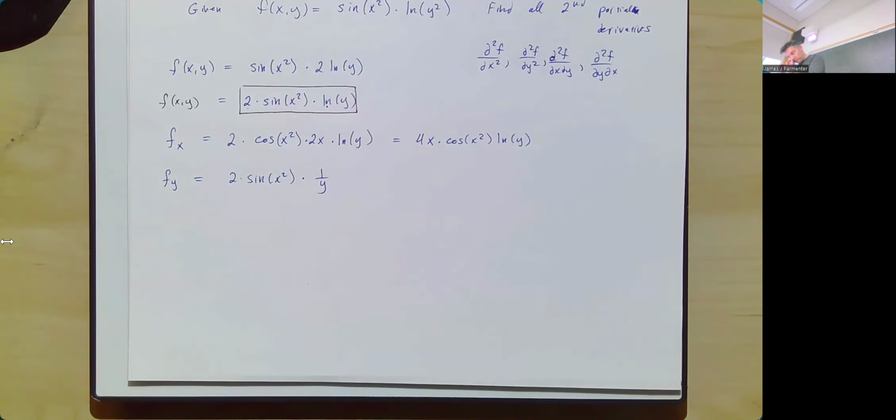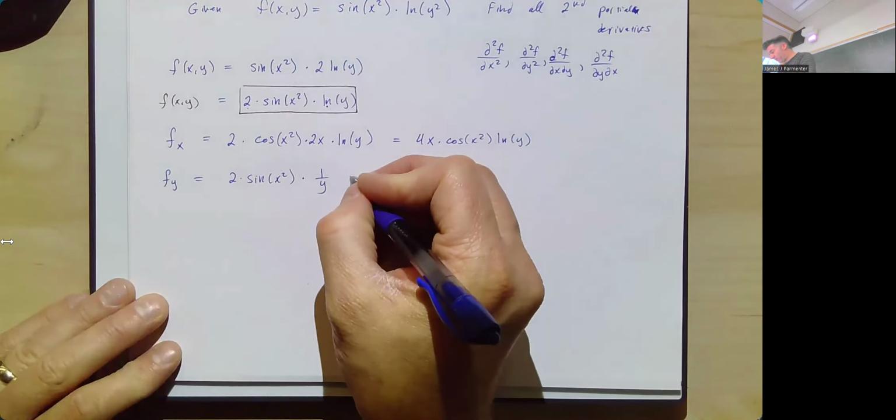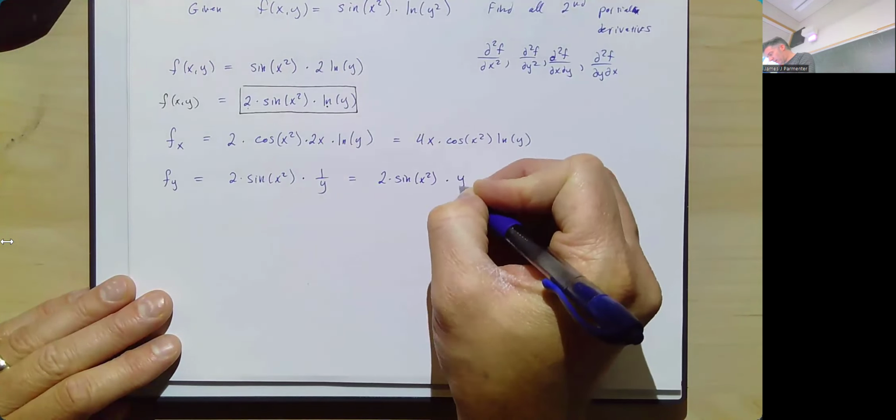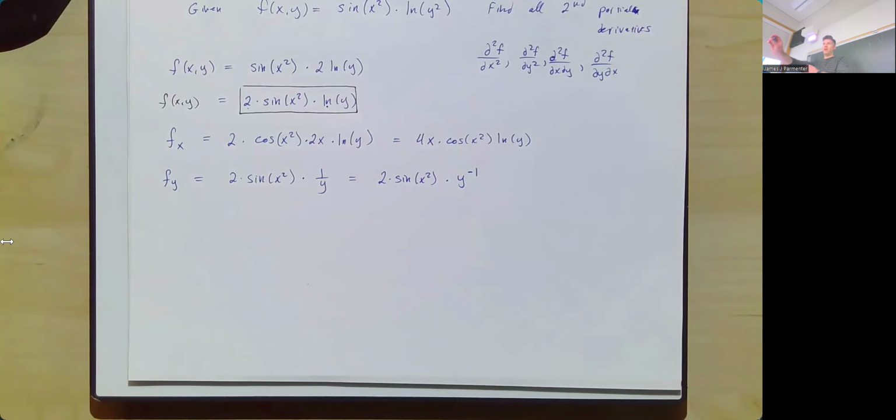Now we have a choice here. We can either rewrite it as 2 sine of x squared over y, and then probably have to use the quotient rule at some point in the future. Or I would probably prefer to write it as 2 times sine of x squared times y to the negative first. So then when I take the derivative with respect to y again, I don't have to use the quotient rule, I can just use the power rule. Usually, if you can write something not as a fraction, it's often a good thing to do. Not always, sometimes it's better to write it as a fraction. Okay, so we found the first partials. Any questions?